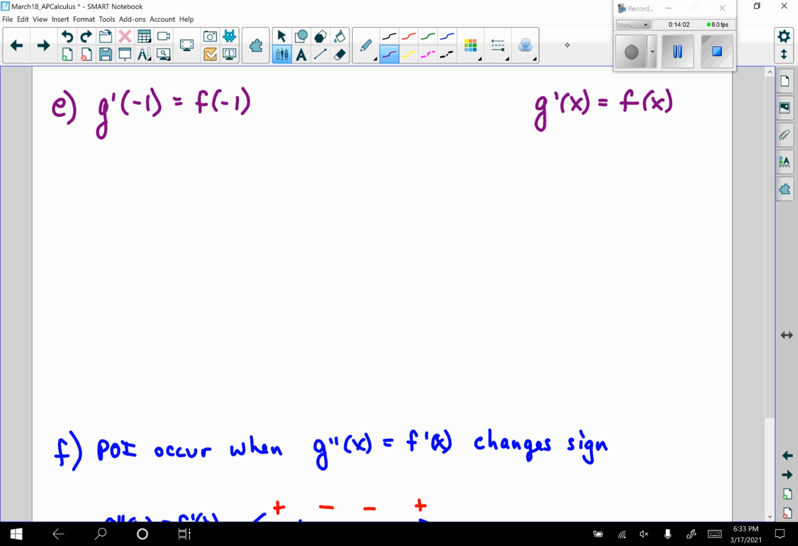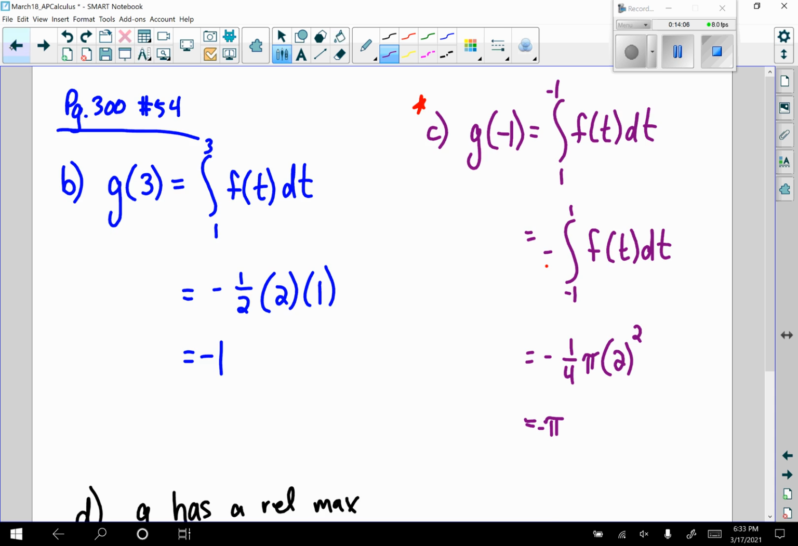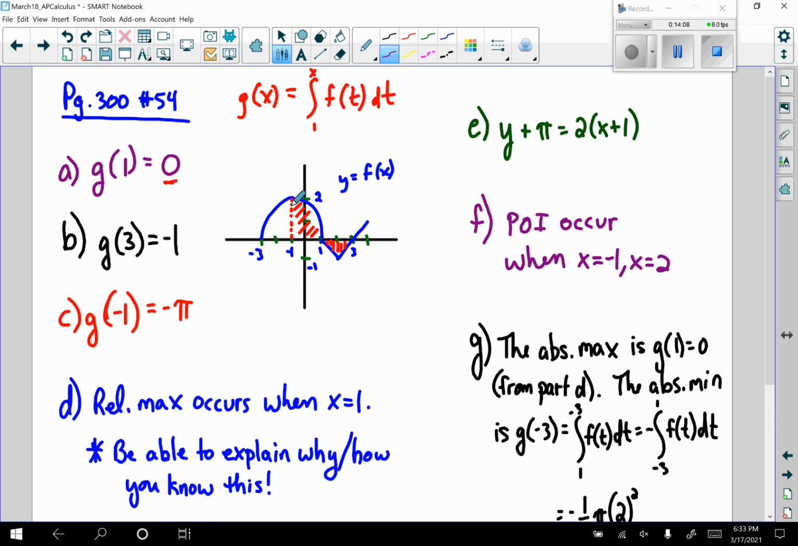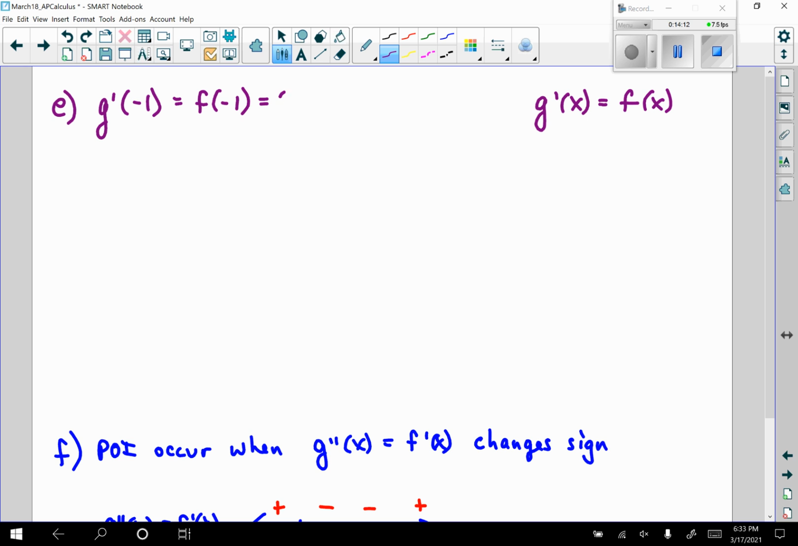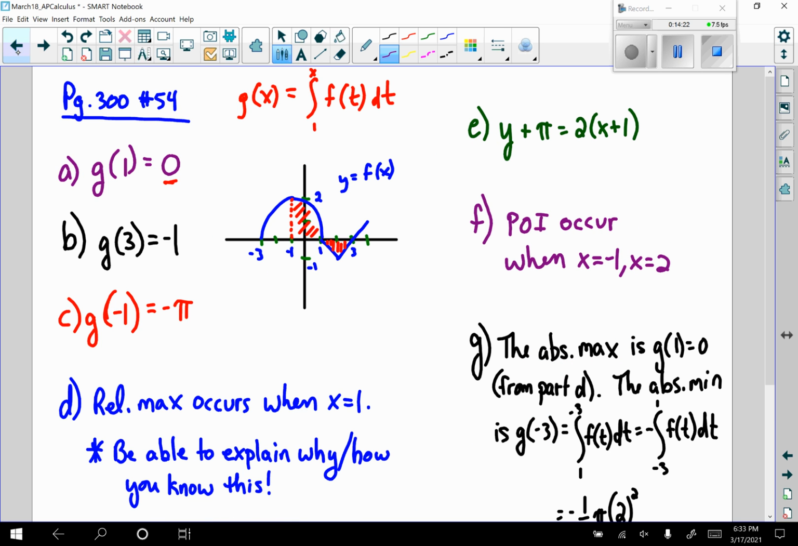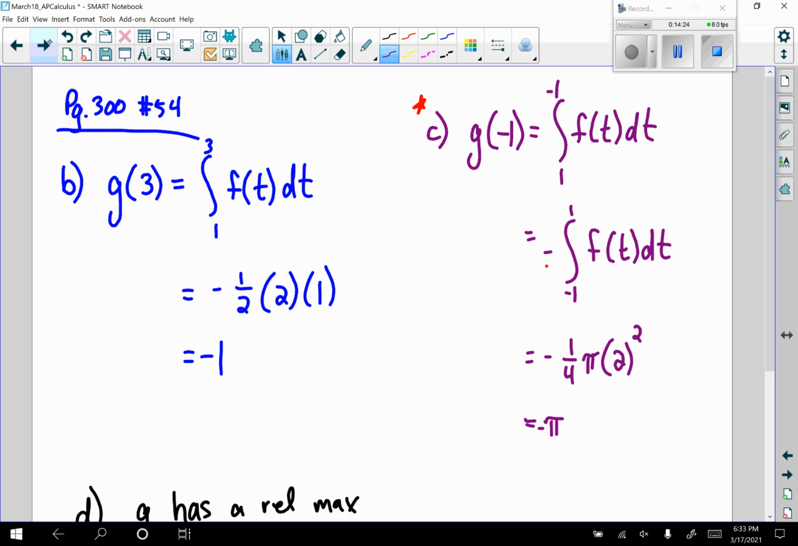So if we go back to the graph, f of negative 1 is right up here at 2. So this is equal to 2. Then we need to figure out what g of negative 1 is, because we need the ordered pair. Negative 1 comma what? So we already calculated g of negative 1. G of negative 1 was negative pi.